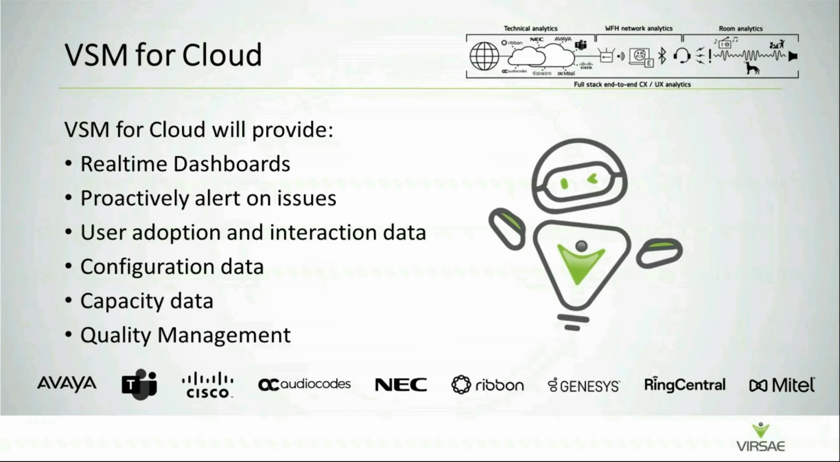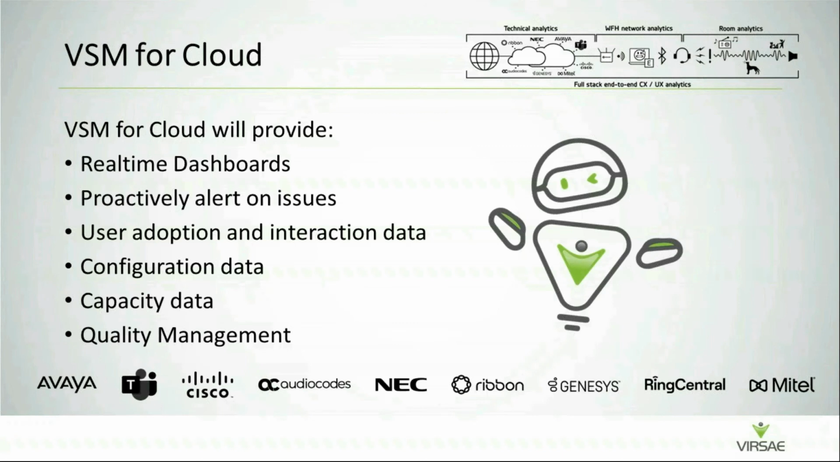And then a key part of what we've always provided as part of our ITIL alignment is configuration and capacity data. So how much or how little of your resources are you using? Could be licenses, could be your SIP trunks. And is it configured effectively? Have you got configuration problems that are causing the issue?